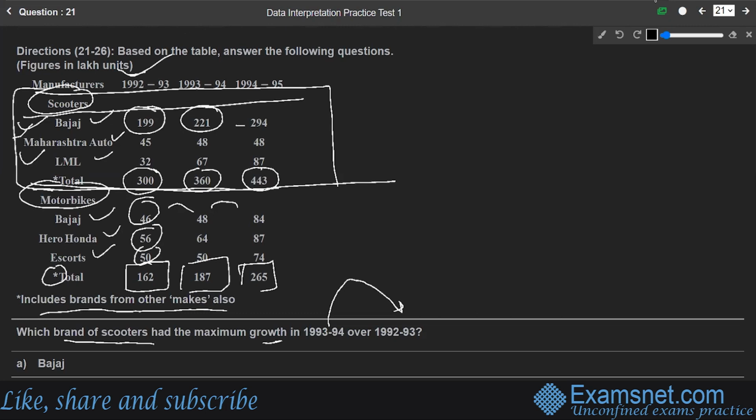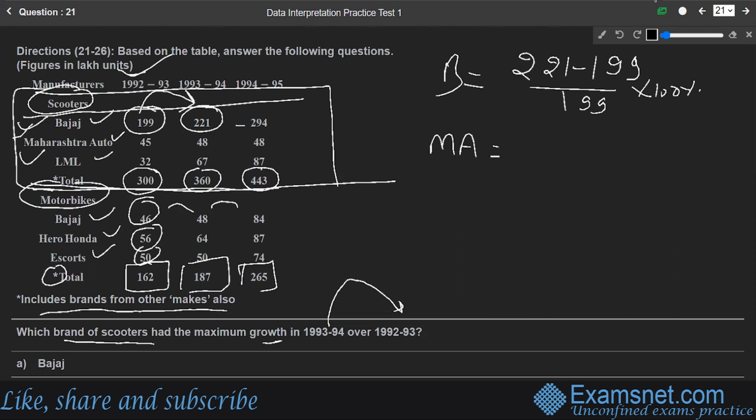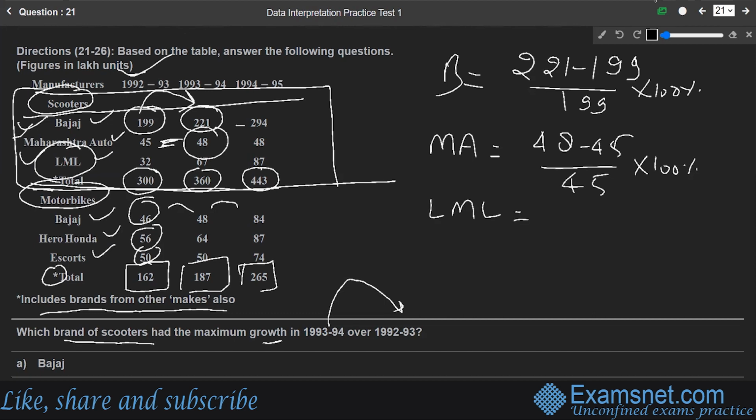So if we check that, for Bajaj, the increase is from 199 to 221. For Bajaj, the increase is 221 minus 199 over 199 into 100. Similarly, for Maharashtra Auto, in 1993 it is 48. Earlier, it was 45. So it has to be 48 minus 45 divided by 45, the older value, into 100%. And for LML, how much increase? 32 to 67. So this has to be 67 minus 32 divided by 32 into 100%.